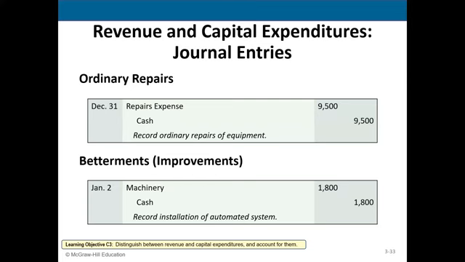And then we have improvements. This is the new transmission. We debit machinery and we credit cash. It increases the value of the machinery, you see, because we're improving the useful life of the machinery. That's the idea here.